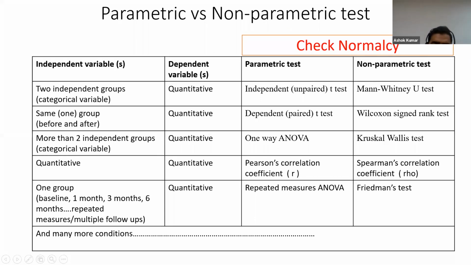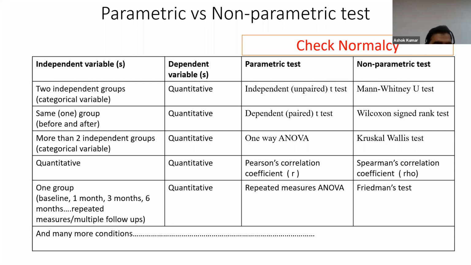And when the independent variable and dependent variable are both quantitative, like height and weight, we know that weight depends on height. So we have to use the Pearson correlation coefficient if height and weight both follow normal distribution. Otherwise, we have to use the Spearman rank correlation coefficient.